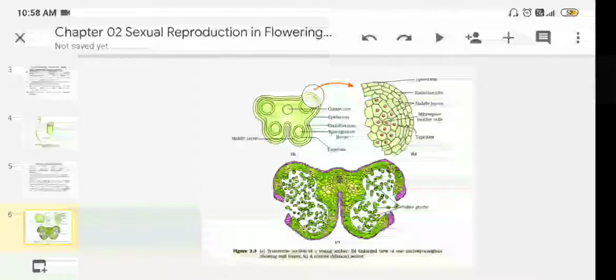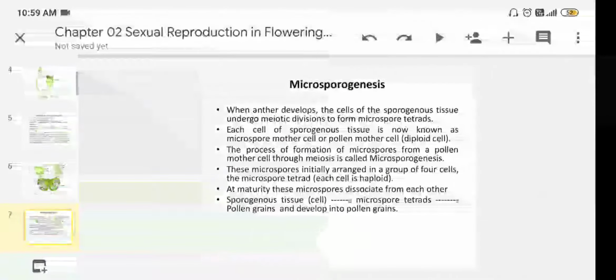You can compare this with your NCERT book or any other book which you have. You will get these figures in all books. If there is still any query, please send it to me.